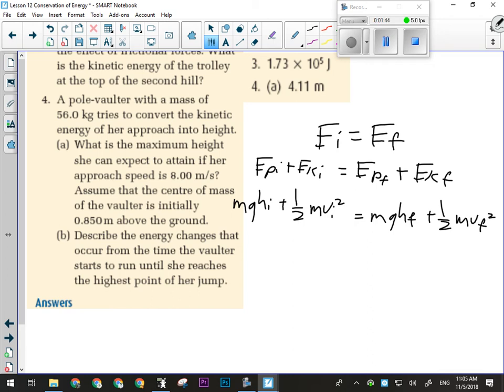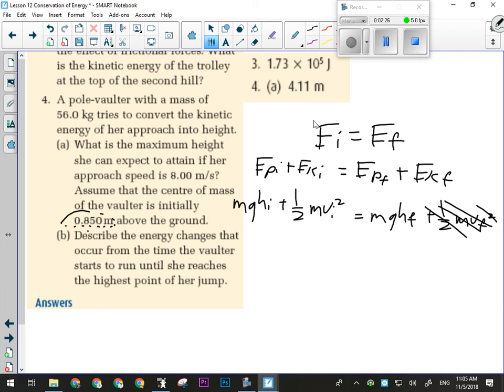Are any of those 0? Yep. At her maximum height, she will no longer be moving. I mean, that's simplifying it. She's obviously moving a little bit in order to clear the bar, but they don't give us that speed, so we assume it's 0. Well, except that they told us the center of her mass is this high above the ground. Normally, yes, I would agree with you. We'd say the initial height would be 0, but because they specified it's her center of mass, it's 0.850 meters above the ground. All right, so that's the information we know.